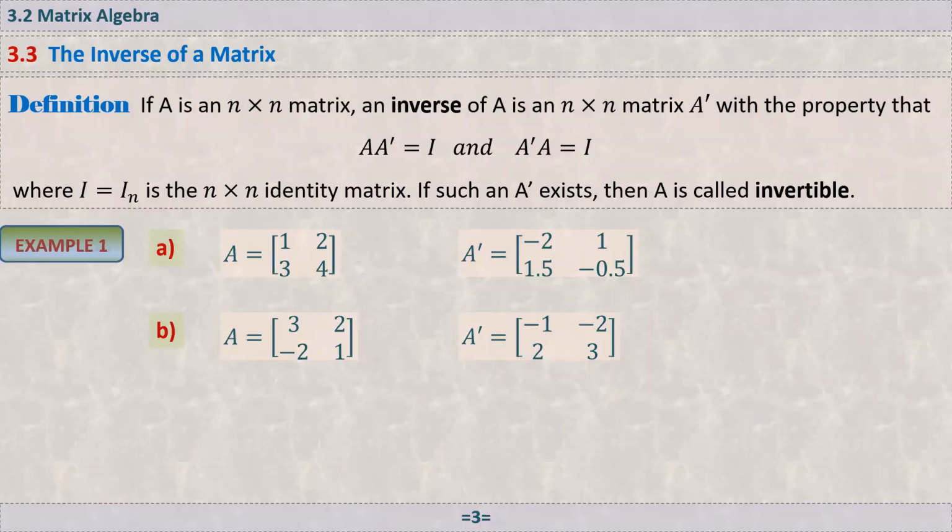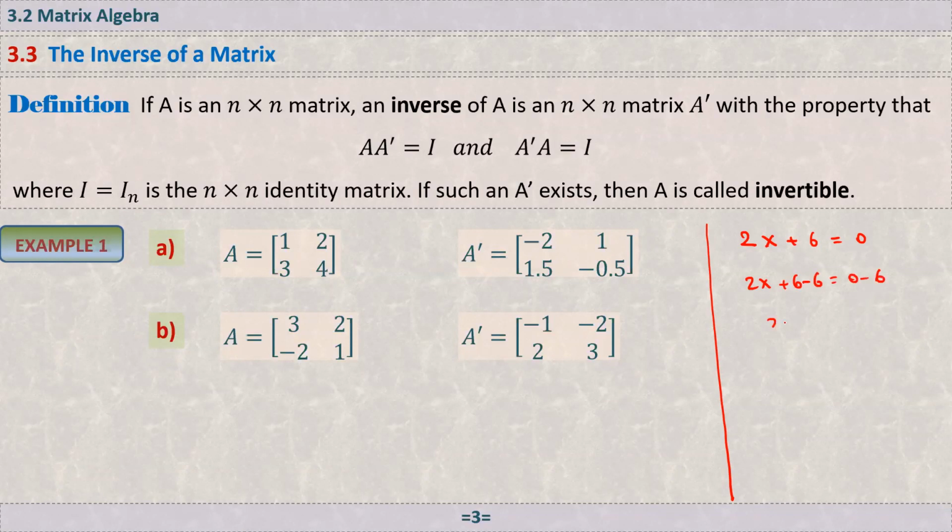Before we actually start, let's begin this section with the definition of the inverse of a matrix. In fundamental algebra, when we are solving an equation, let's say 2x plus 6 equals 0, how do you solve this? First, we should eliminate this 6 from the left hand side. To do this, I should subtract 6 from both sides, right? And here we have 2x equals 0 minus 6, that is negative 6.